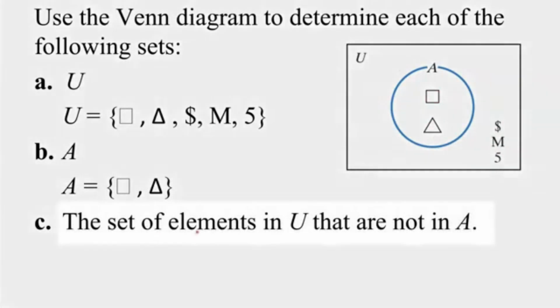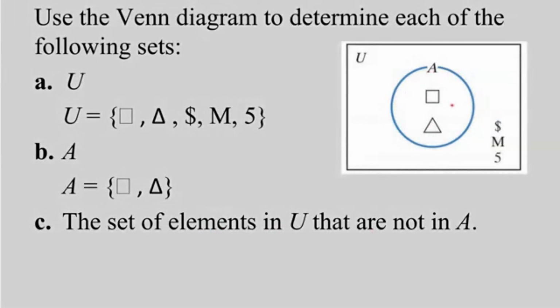The set of elements in U that are not in A, meaning the set of all elements in the universal set but outside of this set here. This is set A, so we want the elements not in A. Those are actually these elements here, so the set containing the $, M, and 5.